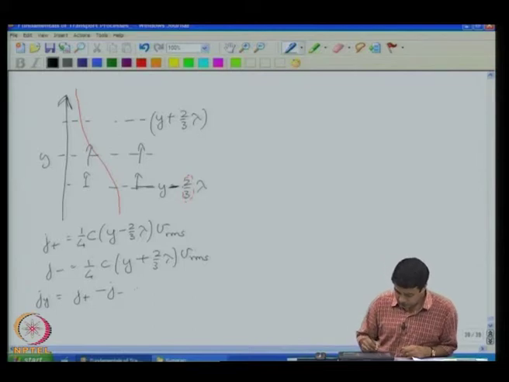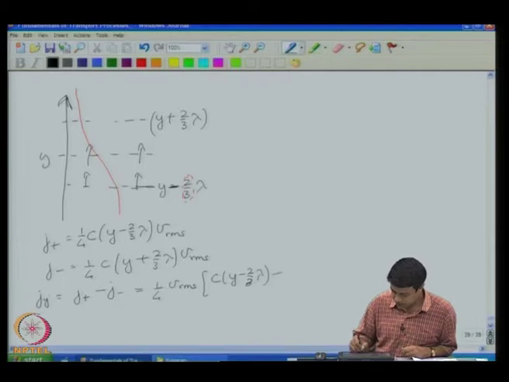So, this will be equal to 1/4 Vrms into C at y minus 2/3 lambda minus C at y plus 2/3 lambda.